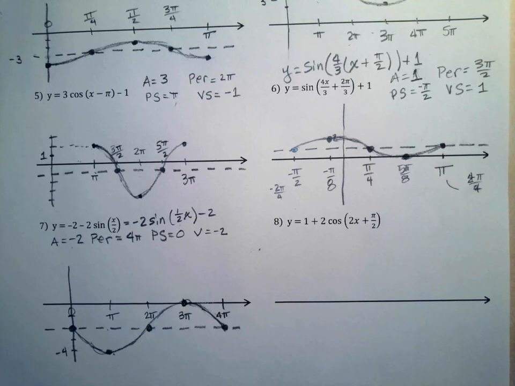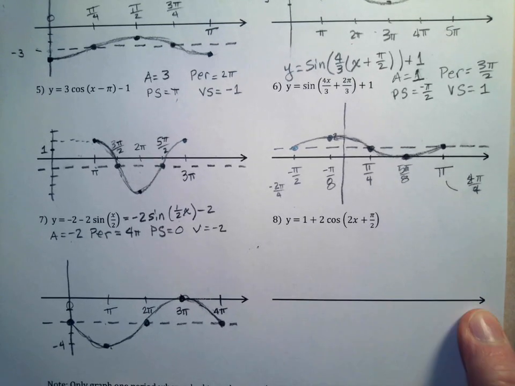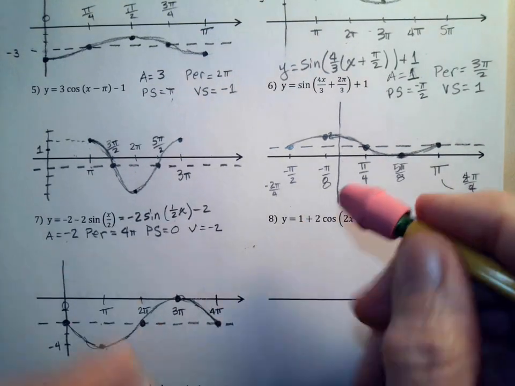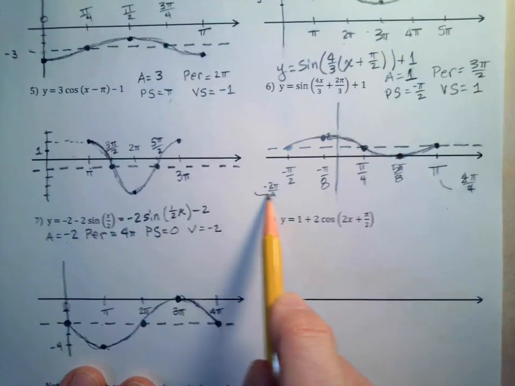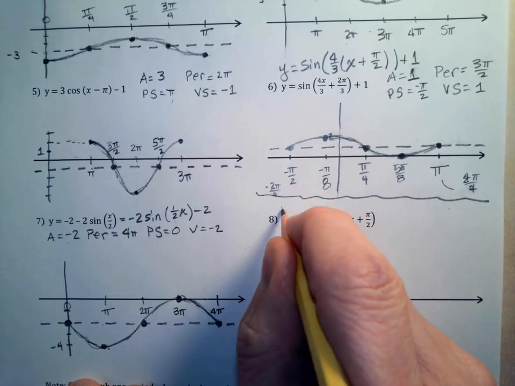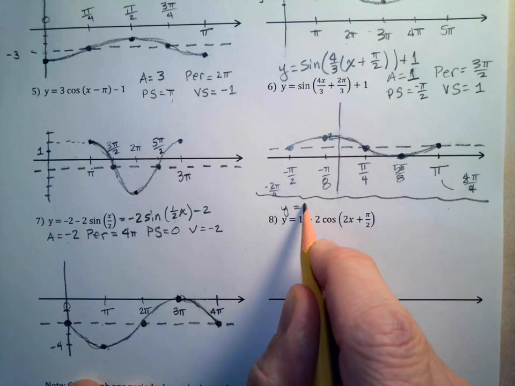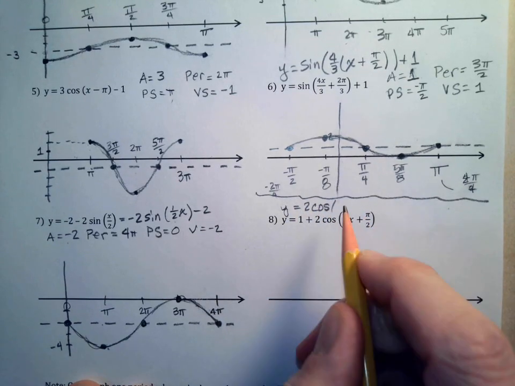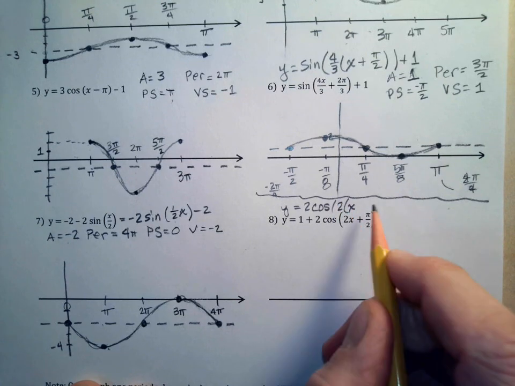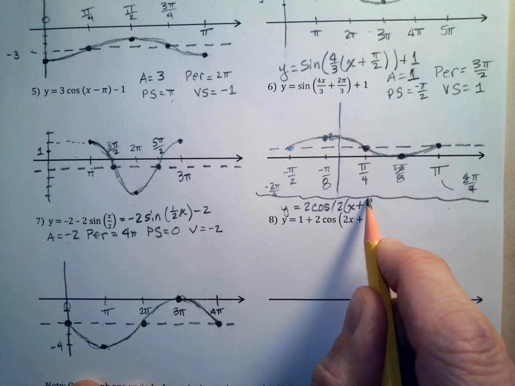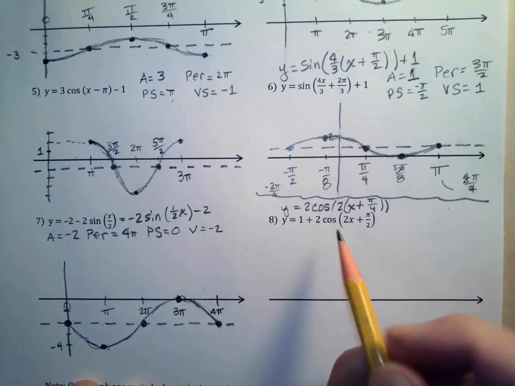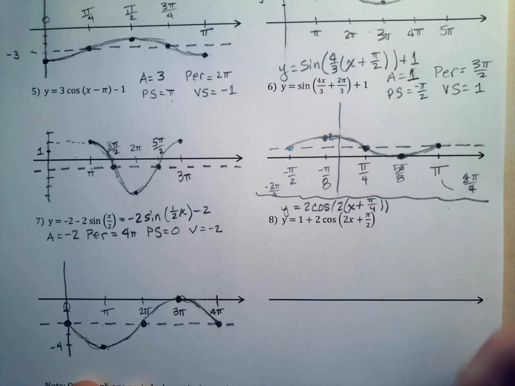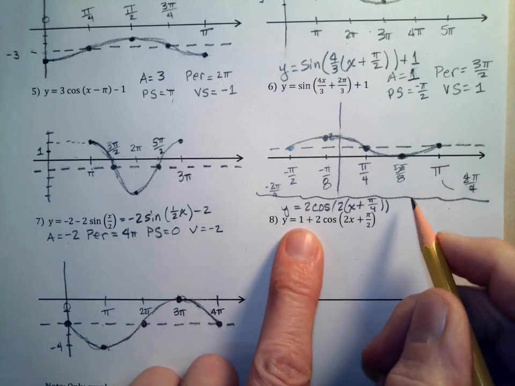Why don't you pause the video and rewrite this, so it's in the form, write out your 4 things, and find your 5 locations. Okay, so when I rewrite this, I'm going to write it up above here. So y is equal to 2 cosine, we're going to factor a 2 out, x plus pi over 4. When I distribute that back in, of course, I'll get pi over 2. And then I'm going to put my plus 1 at the end.